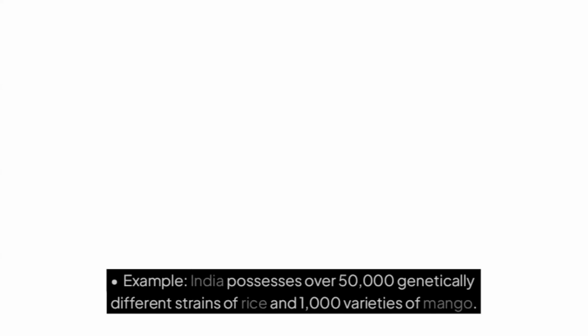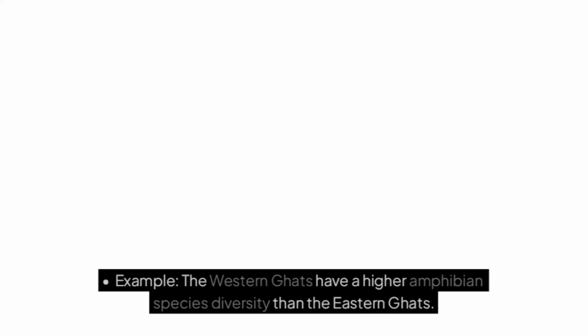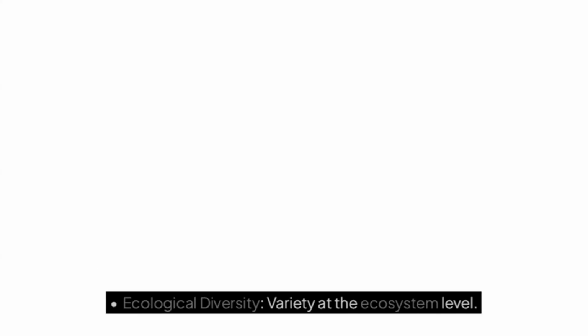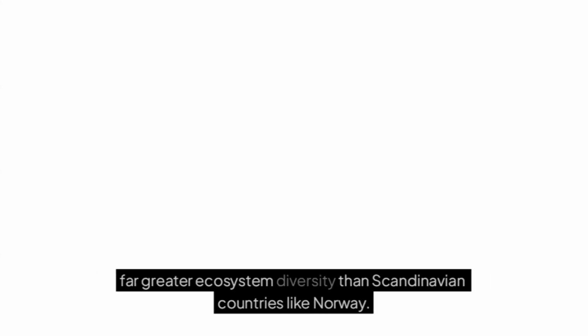Species diversity. Diversity at the species level within a region. Example. The Western Ghats have a higher amphibian species diversity than the Eastern Ghats. Ecological diversity. Variety at the ecosystem level. Example. India, with deserts, rainforests, mangroves, coral reefs, wetlands, estuaries, and alpine meadows, has far greater ecosystem diversity than Scandinavian countries like Norway.